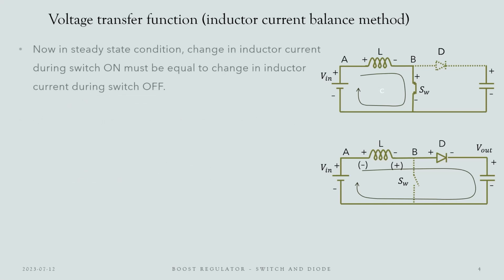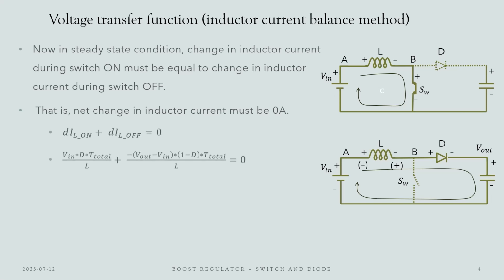We know that in steady state condition, change in inductor current during switch turn on must be equal to change in inductor current during switch turn off. This means net change in inductor current is equal to 0 amps. Now, ΔIL on plus ΔIL off is equal to 0. Let us substitute the values of on and off current values in this.